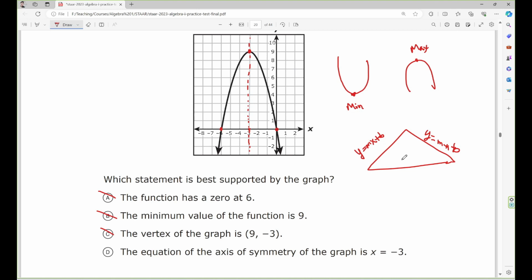Now, the horizontal line, y equal, y-intercept. There is no x. This is x equal x-intercept. The vertical line. X equal negative 3. Negative 3 is the x-intercept. So x equal negative 3 right here. X equal negative 3. This is a vertical line. So the answer must be D.